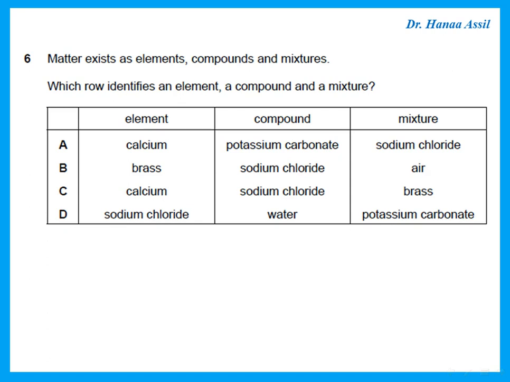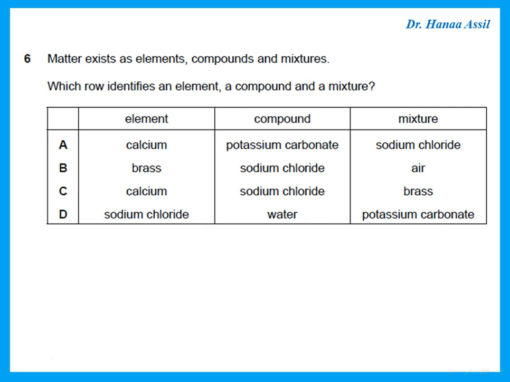Matter exists as elements, compounds, and mixtures. Which row identifies an element, a compound, and a mixture? Let's take this one by one. How do you answer this kind of question? We look at element. Can it be calcium or brass or sodium chloride? Of course, the definition of an element is a substance that contains one type of atom. So it has to be calcium.